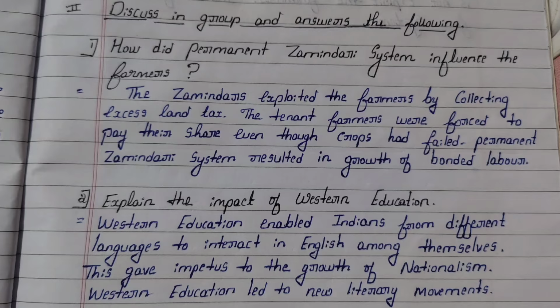Second question, explain the impact of Western education. Answer, Western education enabled Indians from different languages to interact in English among themselves. This gave impetus to the growth of nationalism. Western education led to new literary movements.